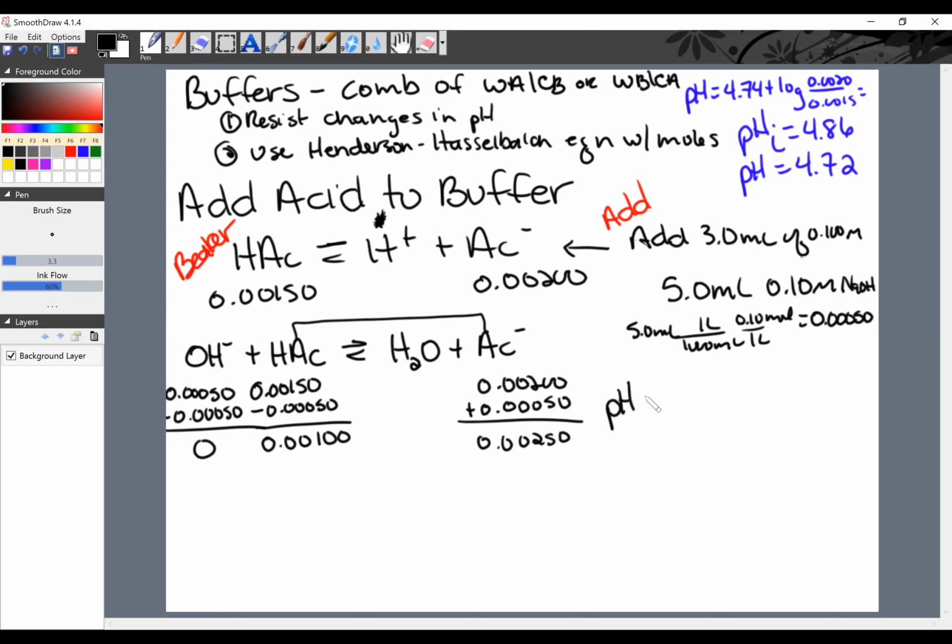So pH, and that's what I was saying, how it saves time. Because in these calculations, I'm already in moles, and I don't have to go back and forth with all my diluting. Let's see, so who's my base piece? 0.00250 all over 0.00100. And so my new pH after adding my base to it is the log of 2.5 added to 4.74. My new pH is 4.14.